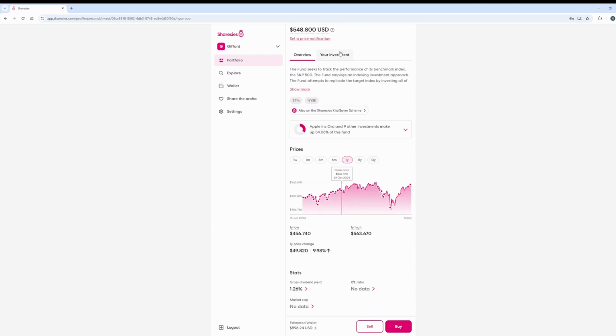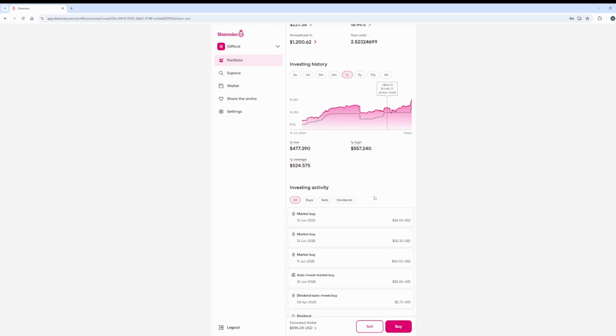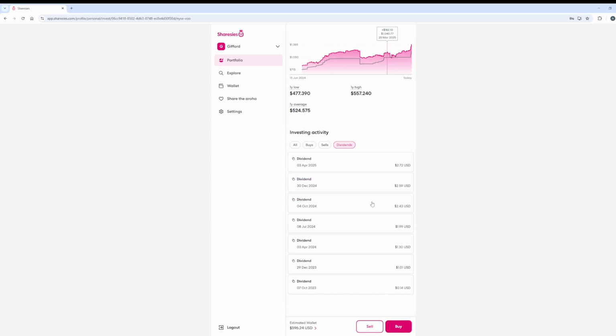Let's look a little bit closer at this one. It's got a nice chart of when I actually bought and sold VOO and what's going on. Click dividends here, and we can see that the dividends have been slowly rising. On the 7th of October 2023, when I bought this, it was only 14 cents, and we can see this going up as I've added more money.